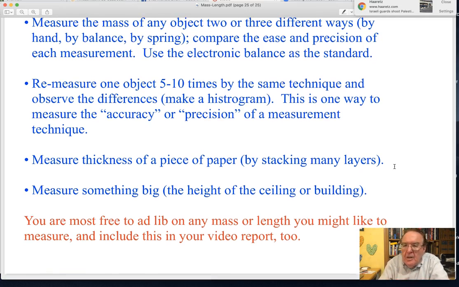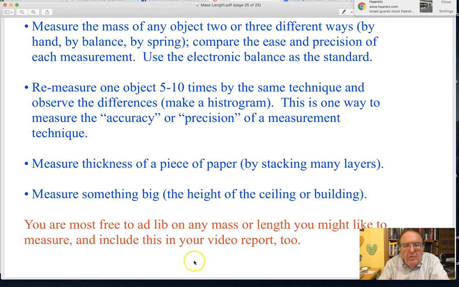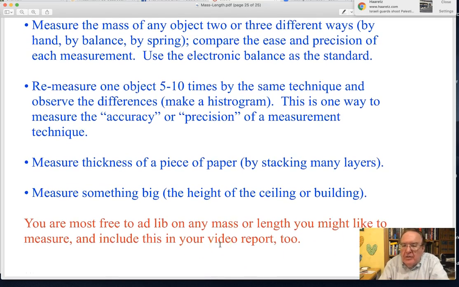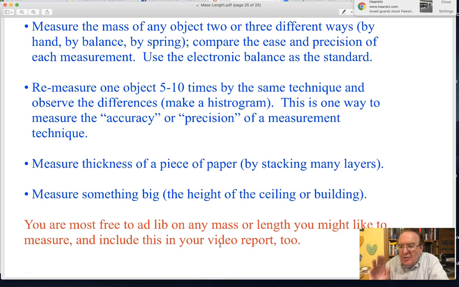Okay? Now, it's very important here. You're most free to ad-lib on any mass or length you like. Okay? And include this in your video report too. So I haven't talked much about the video reports because I don't quite know yet what they'll be like. I hope you become adept at this. But in a way, think about, in the future, while you're doing this, that you're actually going to show this to your future class of, say, third graders. Okay? And they're going to like what they hear, and they're going to understand what you say.